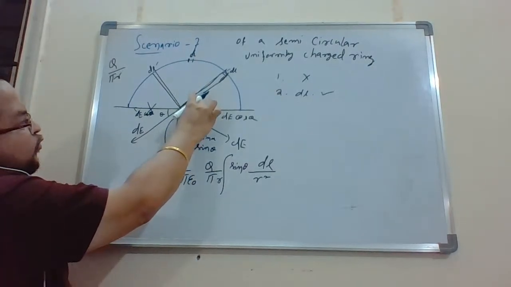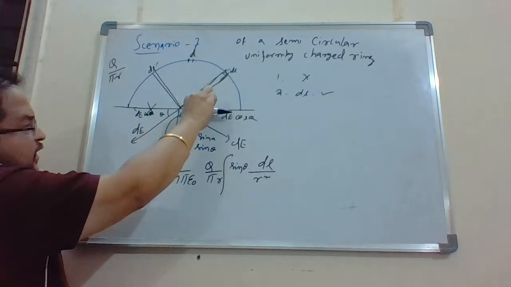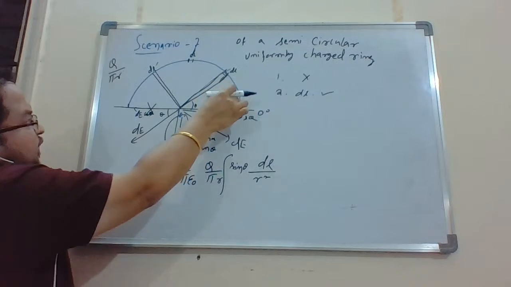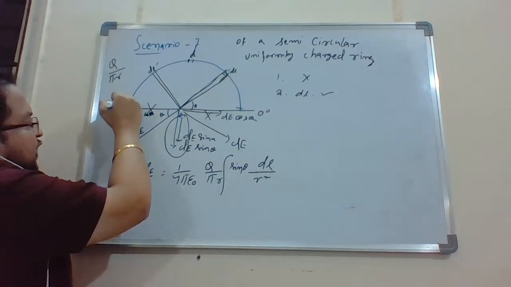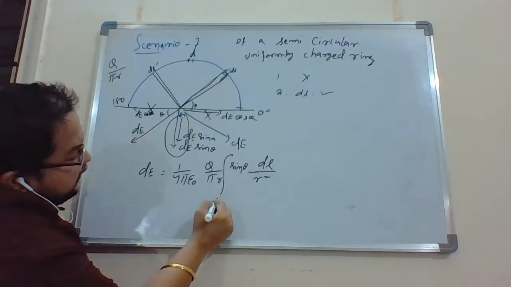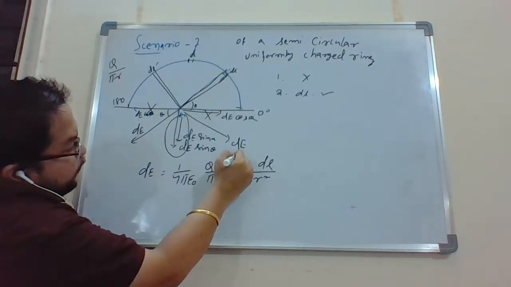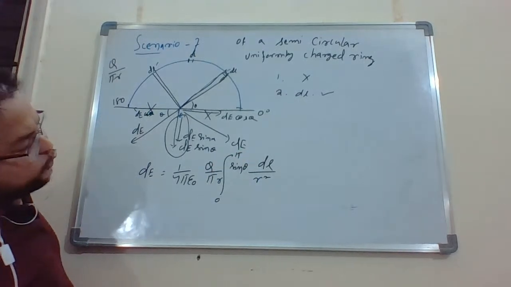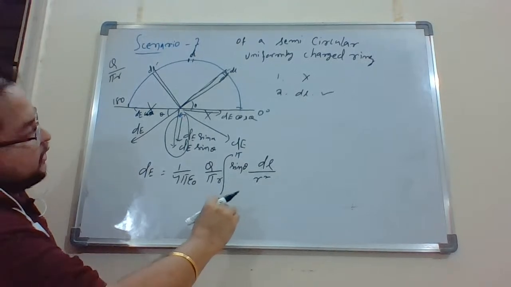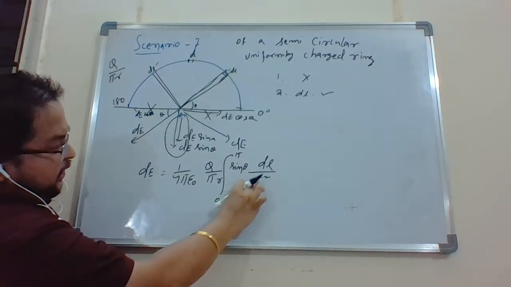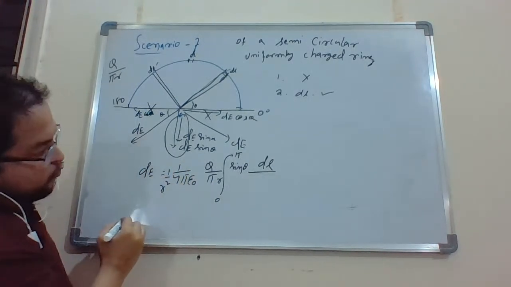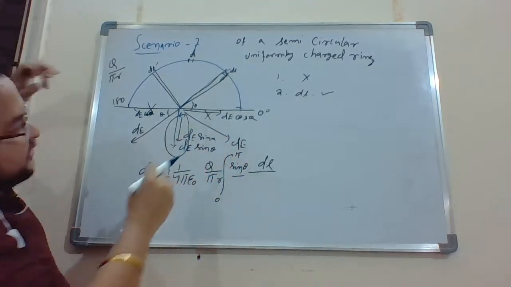And our theta's minimum value would be at this point when my dl is here, which is nothing but 0 degree, and it will be maximum here when it is 180 degree. You can also use the 0 and pi convention, whatever you want. So let us use 0 to pi, sine theta dl by r square. Now r square is a constant that you can take outside, so I would take 1 by r square also outside.